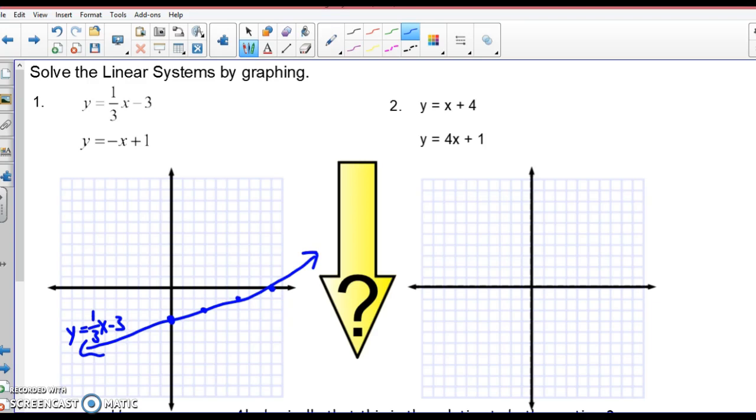Our second line, I'm going to change colors up here to make it even nicer. My y-intercept is 1, and my slope is -1. So if I write -1 as a fraction, won't it be -1/1? So let's go. Down 1/1, down 1/1, down 1/1. Now look how nice that is. Down 1/1. Didn't they intersect right there? I'm going to label this as y equals -x plus 1.